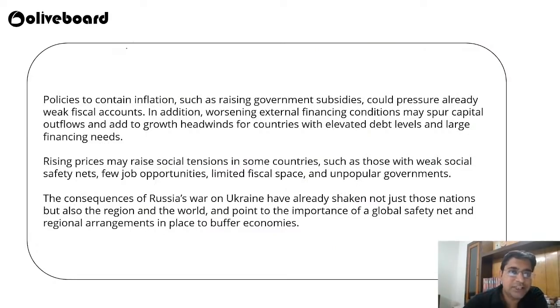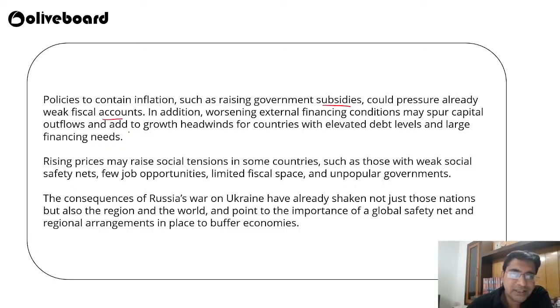Then policies to contain inflation, such as rising government subsidies, could pressure already strained fiscal accounts. If the government is providing too many subsidies, there will be huge pressure on the fiscal account, and a huge amount of capital will flow out of the countries, and they will not have a proper amount of capital to rebuild. And Ukraine will need too much financial aid in the near future to rebuild, right? Because so much damage has already been done.